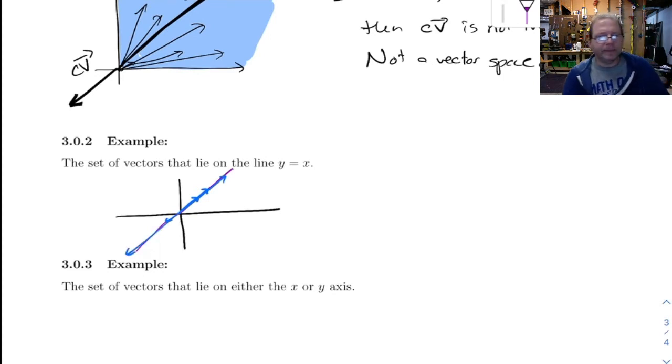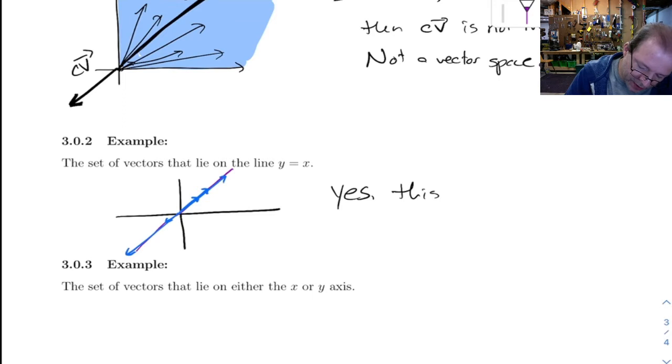And if you look at that, you can see that if you take any one of these and multiply it by a number, it's going to stay on the line. Even if it reverses direction, it's going to stay on the line. So it's closed under scalar multiplication. Also, if you add something on here onto another vector, it's still on the line. So the answer here is yes. This is a vector space.